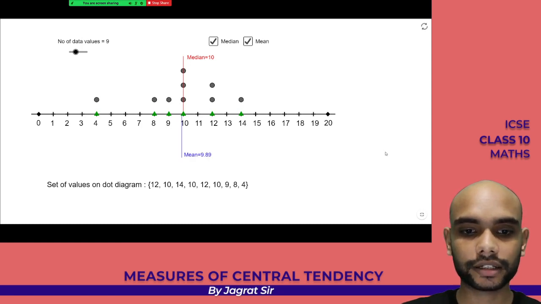And let's go for the mean. And the mean is here, slightly different than that. It's 9.989, not 10. Okay.